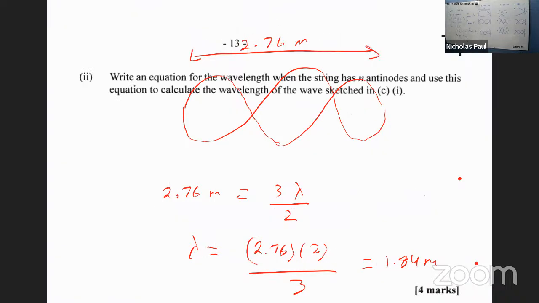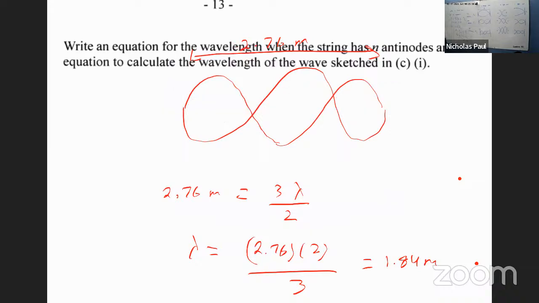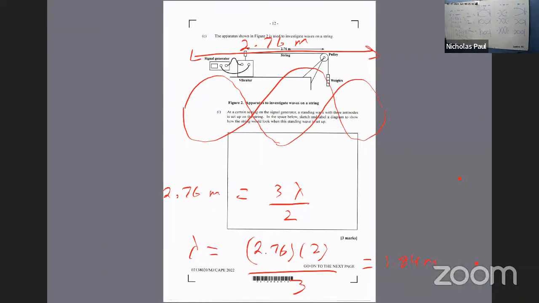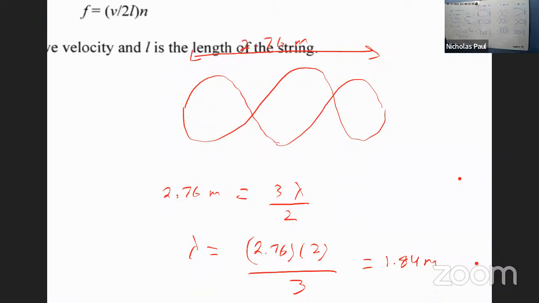Oh, sorry, they have to calculate lambda as well. So they want a general equation with n. Anybody get to figure it out?